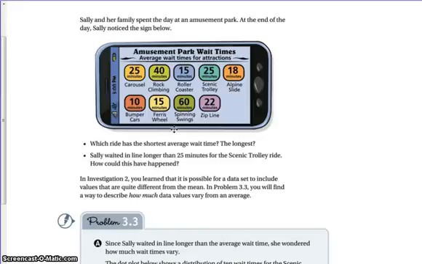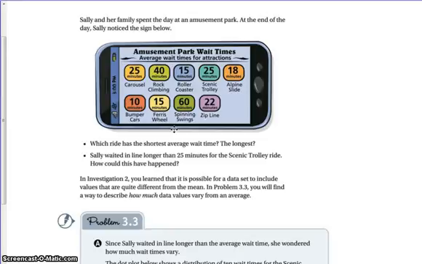And then there are some questions. Which ride has the shortest average wait time? By looking at this information, we can tell that bumper cars has the shortest average wait time, and the longest would be the spinning swings at 60 minutes. Now, Sally waited in line longer than 25 minutes for the scenic trolley ride. How could this have happened?